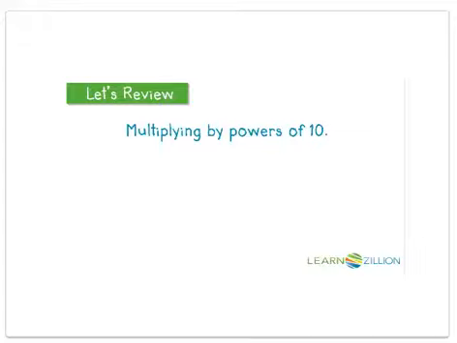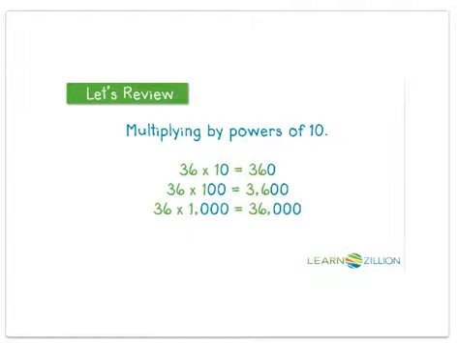When we multiply a number by 10, we increase the product 10 times. 36 times 10 equals 360. 36 becomes 10 times bigger. If we multiply 36 times 100, the product is 100 times bigger and becomes 3,600. And 36 times 1,000 equals 36,000. 36,000 is 1,000 times larger than 36.